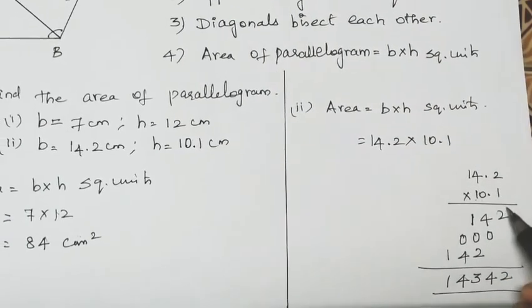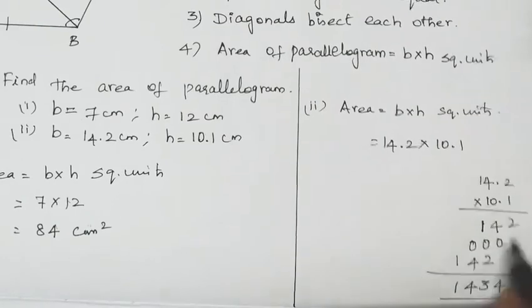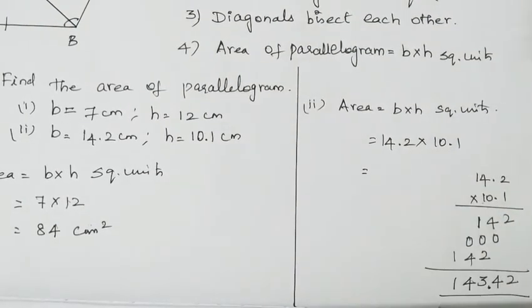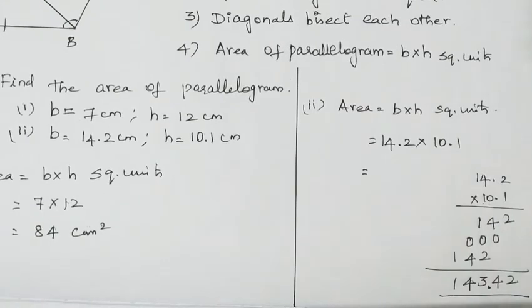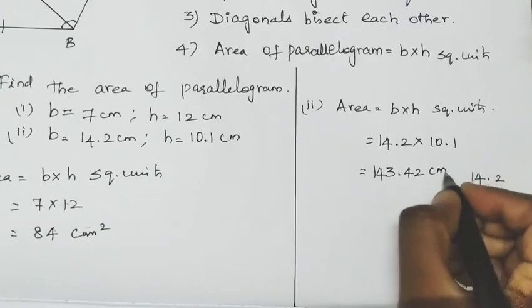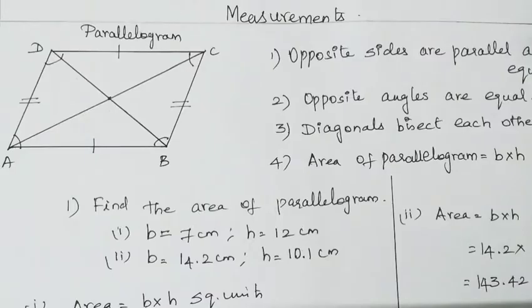Here 1 digit, here 1 digit. So totally it is 2 digits. So 1, 2. Here you have 143.42. So 143.42 centimeter squared. Is it clear, children, regarding parallelogram?